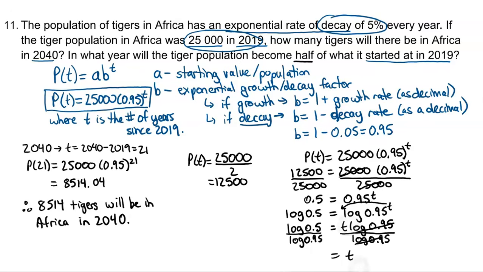Don't cancel out the logs. They have to operate on the number that follows. And if I do that properly, I get 13.51 years. Now, remember it's asking for what year the tiger population will become half of what it started in. I'm going to assume that the 2019 population is right at the beginning of the year. So 13.51 years later, after 2019, is 2032 and then 0.51 of that year. So that would be the year 2032.